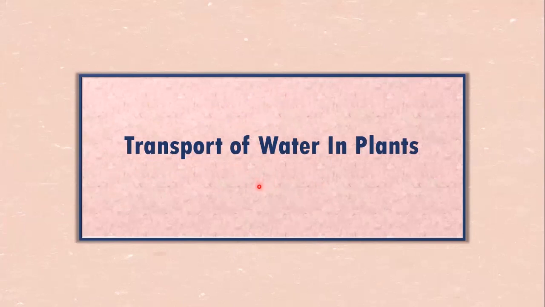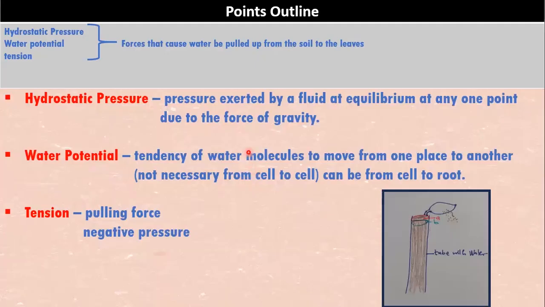In this lesson, we are discussing transport of water in plants. We start by looking at points that we would use in this lesson. So, points outline. We will use these terms: hydrostatic pressure, water potential, tension. These are forces that pull water up the plant from the soil to the leaves.